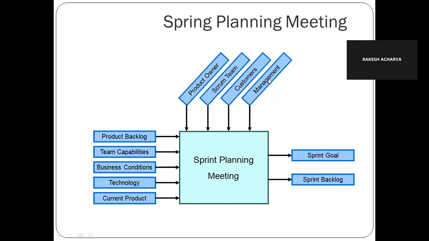Okay. Customer and management people can only join the call if they want to add anything for the development. Otherwise, they are not required in the planning meeting. The planning meeting always happens between the product owner and Scrum team members, because the product owner will say this is my product backlog, and this sprint these are the priority items.